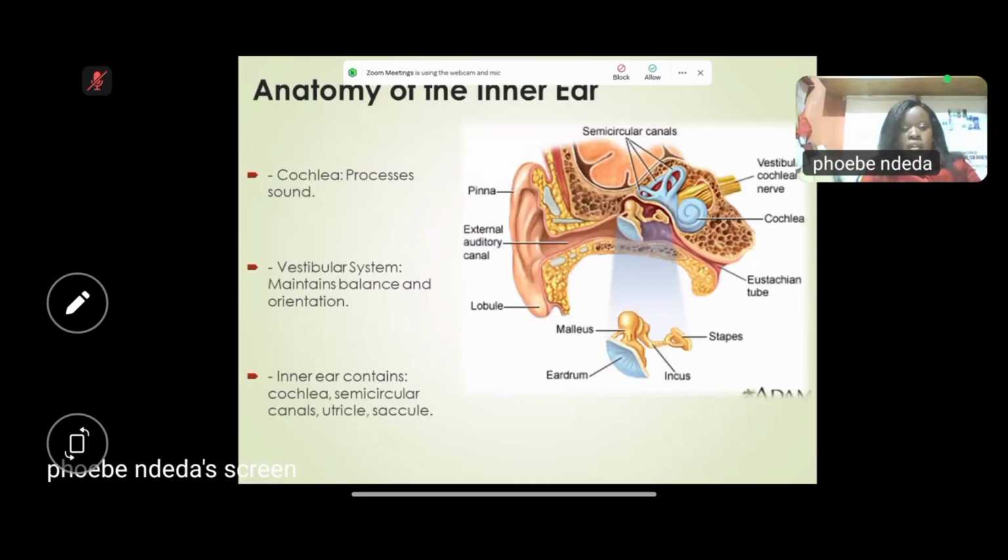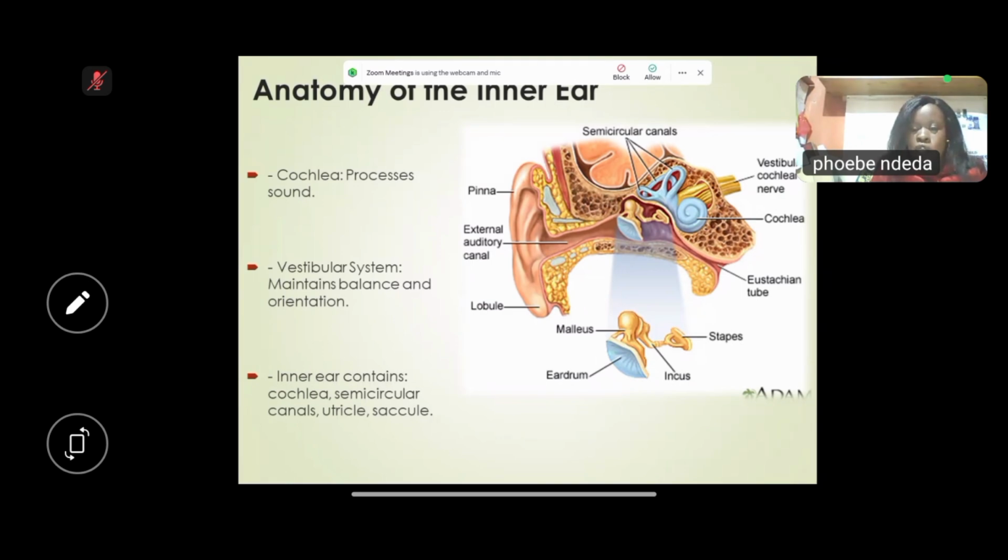So on your screen, you're seeing an anatomy of the ear. I put that anatomy to help us understand certain important things about the ear. So I want you to study that diagram well. It is very well drawn, that diagram. You can see the pinna, you can see the external auditory canal, you can see the lobule.